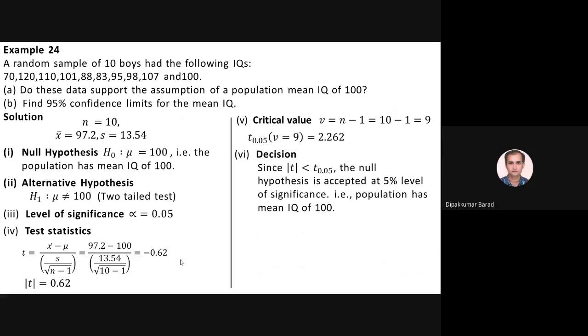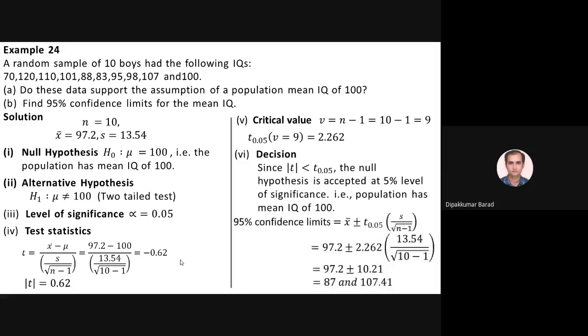So the null hypothesis is accepted at this level of significance, that is, the population has a mean IQ of 100. Now the second thing we have to do is find the 95% confidence limit of the given mean IQ. We have the formula x bar plus or minus t 0.05 s upon under root n minus 1, which gives 87 and 1.41. So after calculation you get this. This is example number 24.